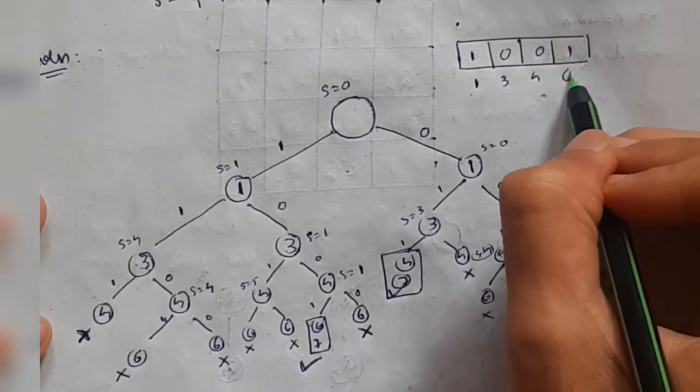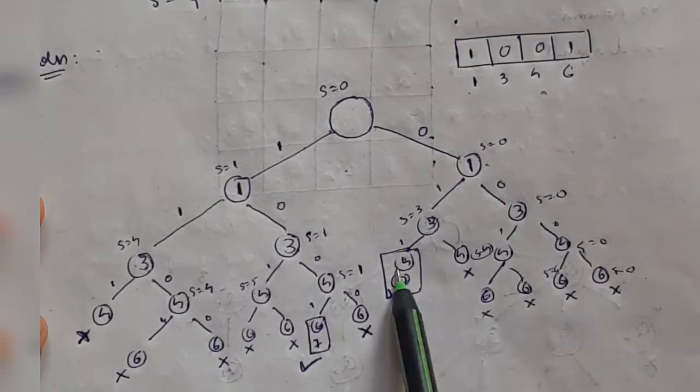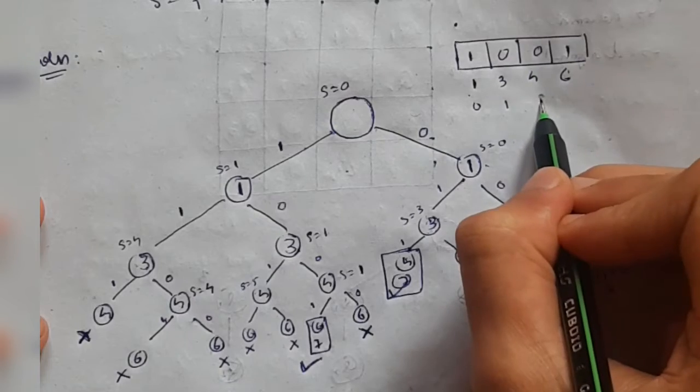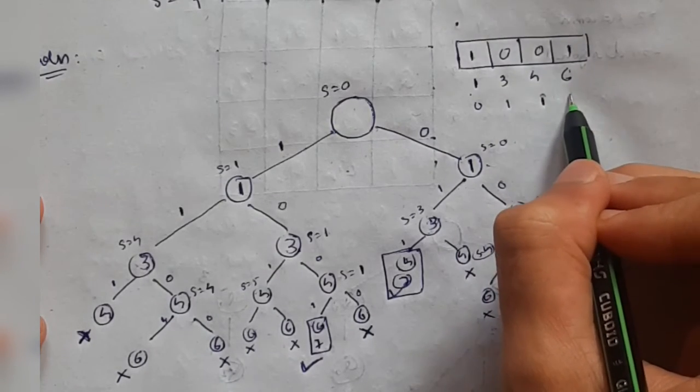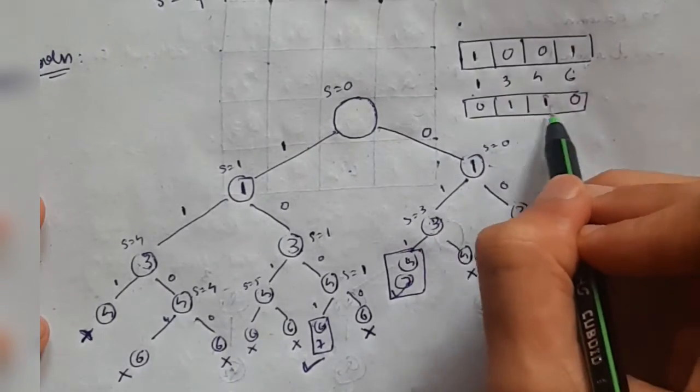1 plus 6. The second solution I got is 0 1 1. So after 0 1 1 I got the solution. So the rest of the items I don't need, so I'll mark them as 0. So this is another solution for this problem. Okay.